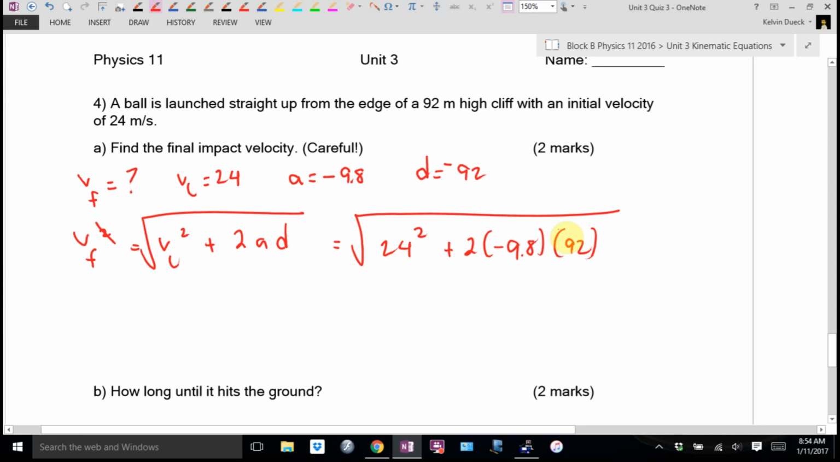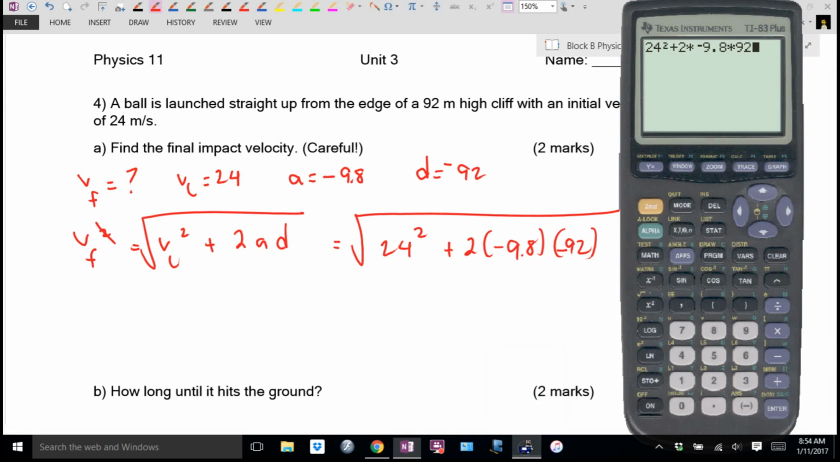Negative. Negative. That's called resonance, by the way. There's a physical explanation for that noise, too. Negative. And now I get a positive inside my square root, and I go square root, answer button, and I get 48.8.